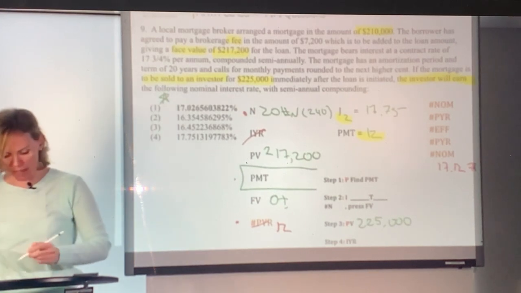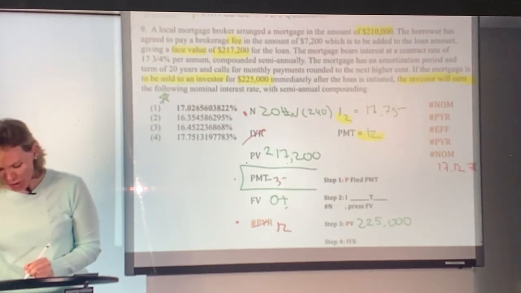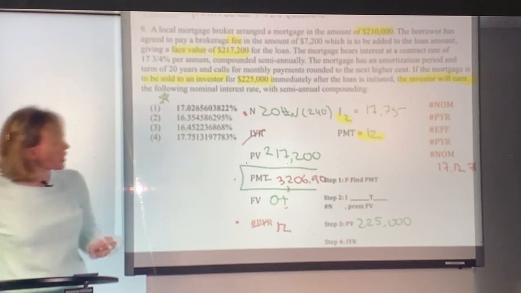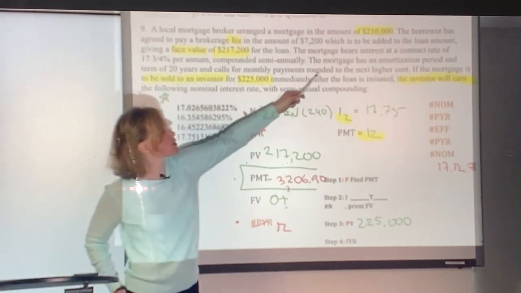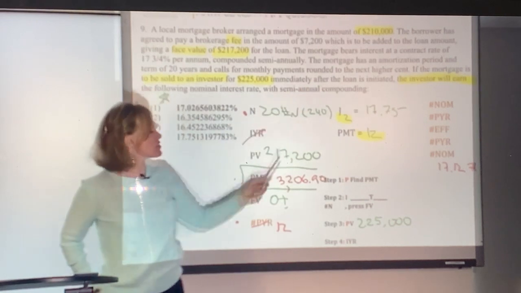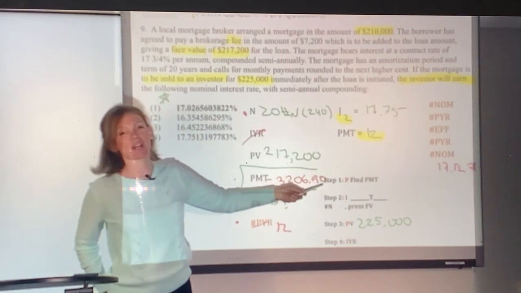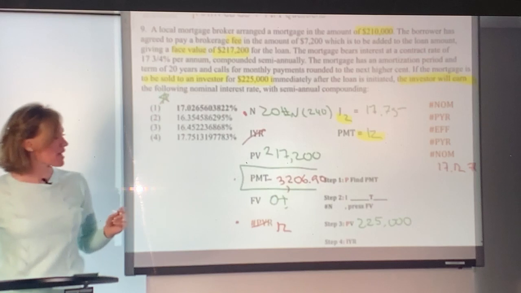So tell me how much the payment came up to. Mine came up to negative 3206.90. That's what I got. Right? So that's the payment. They say nothing about the payments. For the monthly payments, oh, they actually say round it up to the next highest cent. So even if they did not say that, we would still round it up to the next highest cent. So let's plug it back in with the next highest cent.